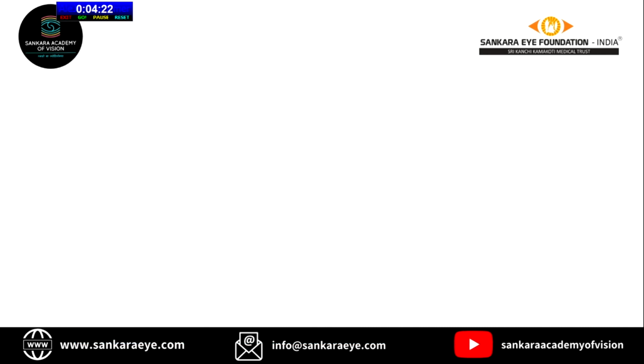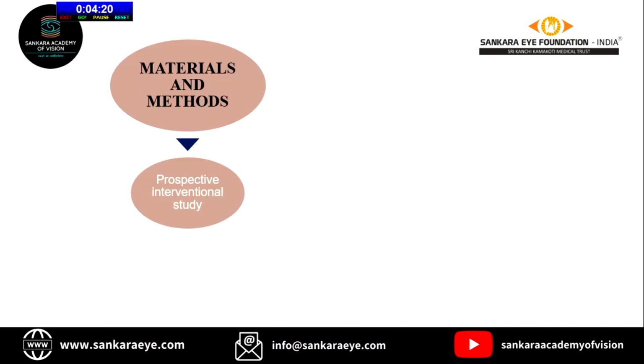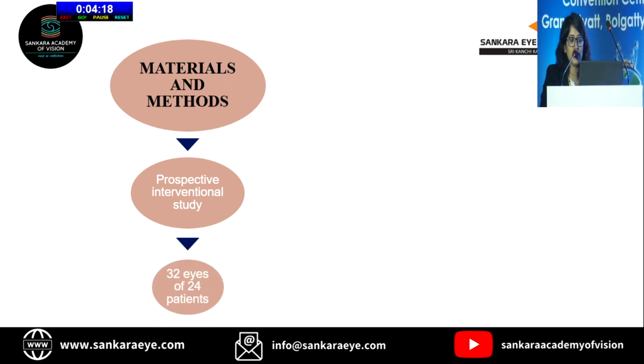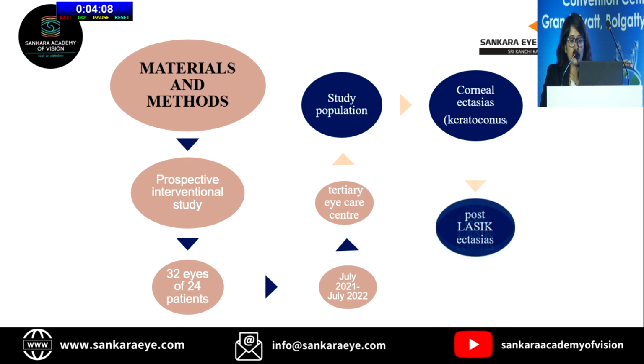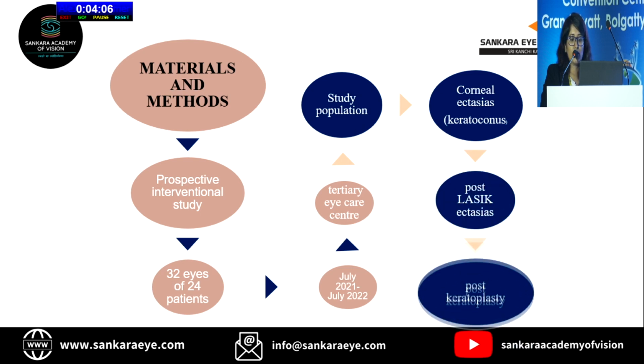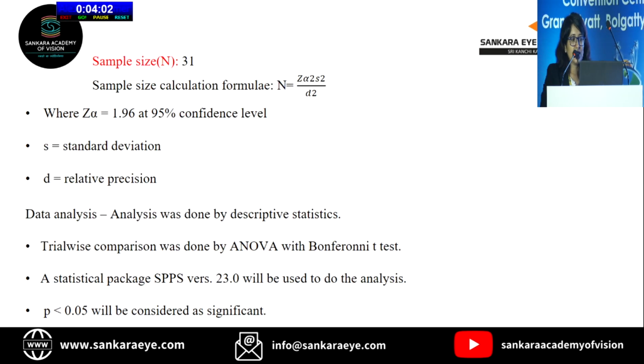For the materials and methods, it was a prospective interventional study done in 32 eyes of 24 patients for a period of 1 year, from July 2021 to 2022, in a tertiary eye care center. My study population included those with corneal ectasias, post-LASIK ectasias, and post-keratoplasty patients with irregular astigmatism. The sample size calculated was 31 according to the following formula.